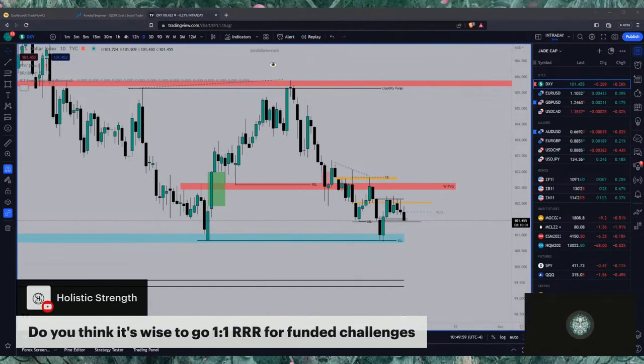Do you think it's wise to go 1-to-1 for funded challenges? I don't think so. It's going to be really difficult for you, in my opinion, because you need to have an extremely high strike rate to do that. And right now, you're probably not going to have an extremely high strike rate unless you've backtested it, right? This all comes down to your backtesting. I know my strike rate in and out, and I know that edge plays out over time. It's just about the timing. Some periods the market is just completely sideways and you just mistimed it.